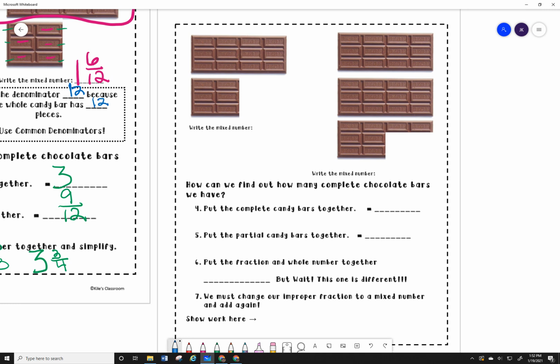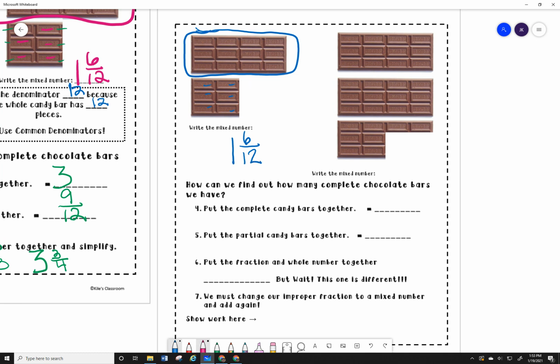So let's start by writing our mixed number for this first one. I have 1 whole candy bar here. So I have this whole piece here, and I have 1, 2, 3, 4, 5, 6 out of 12 pieces here. So I have 1 whole and 6 out of 12 pieces.